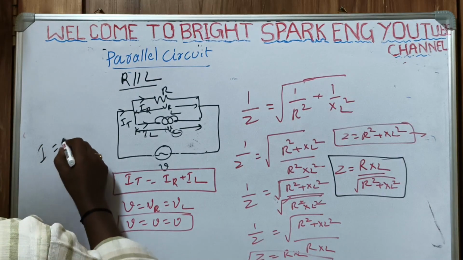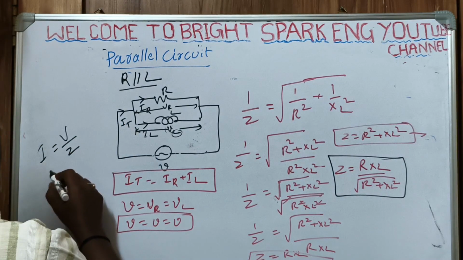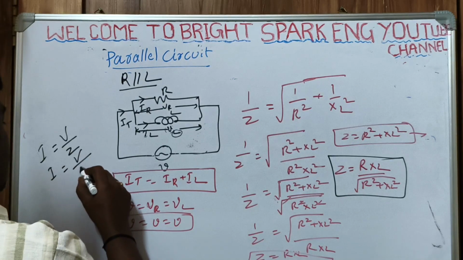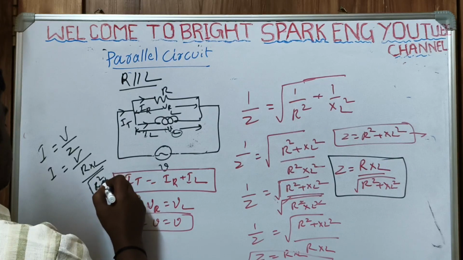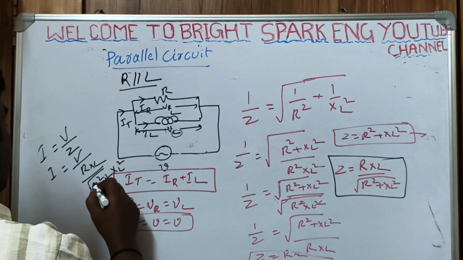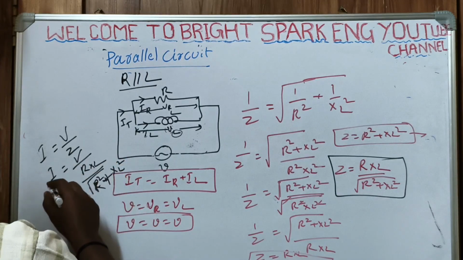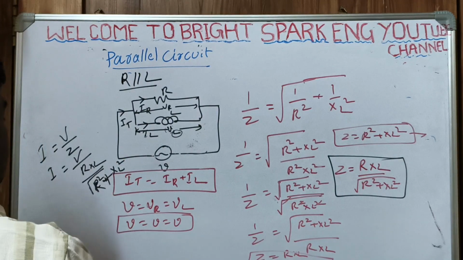In this circuit, I is V by Z, that means I is V times the square root of R square plus XL square divided by R XL. This is the total current, found by using this equation.